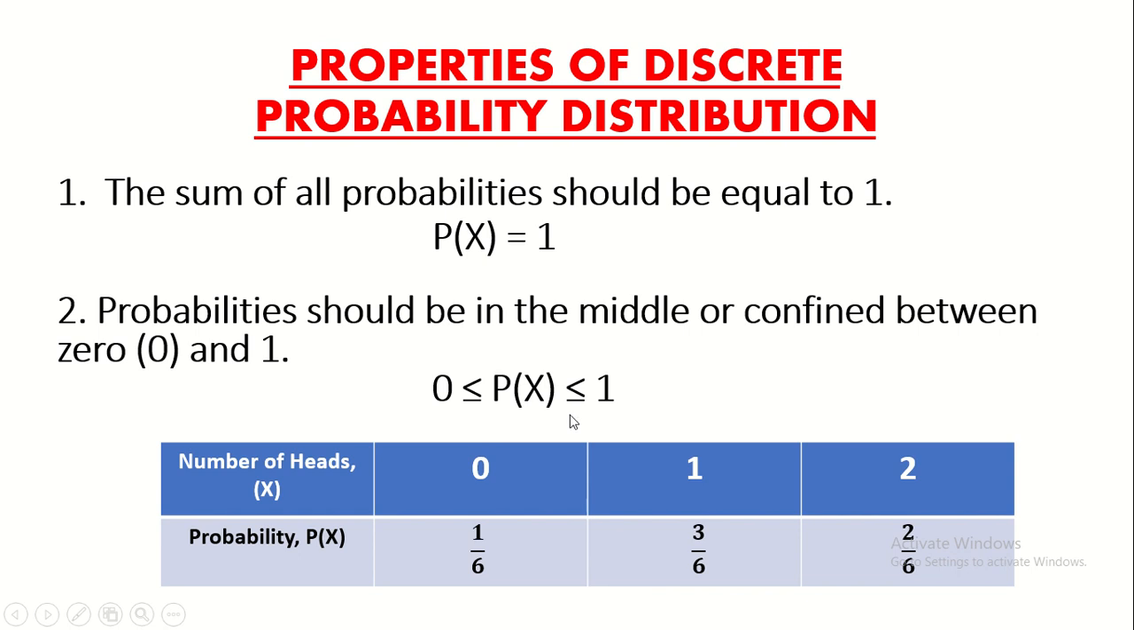Ulitin ko po sa pangalawang property, dapat yung probability raw na P of X, yung bawat isa sa kanila ay hindi negative at hindi rin lalampas kay 1.1 pataas or hindi lalampas kay 1 pataas. Dapat between siya kay 0 at 1 lang.